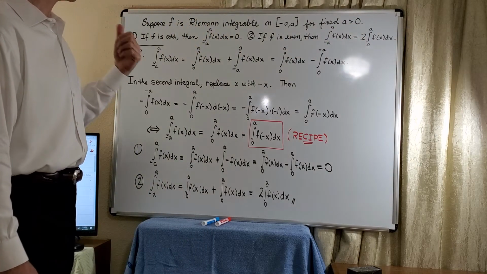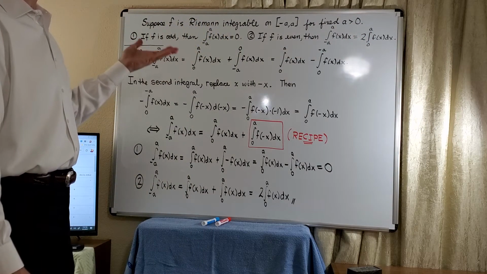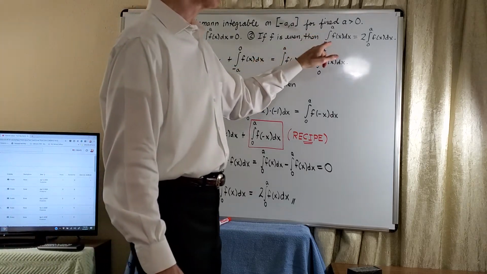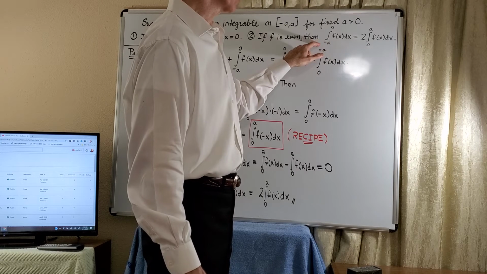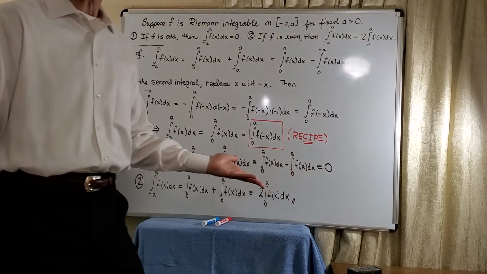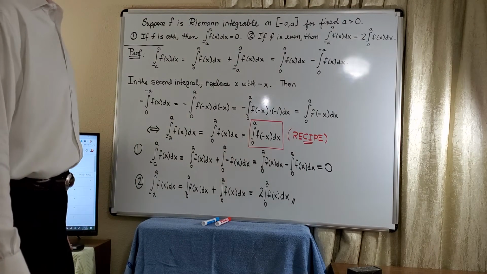So in both cases, we have a huge simplification. In the odd case, we just get 0, no work involved. In the even case, we replace the lower limit here with a 0 and then double the result. So again, another simplification. Why is this true?